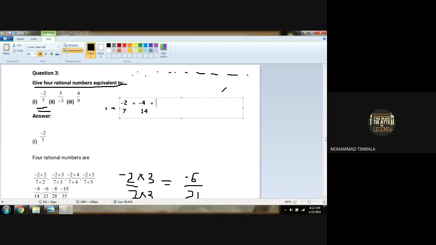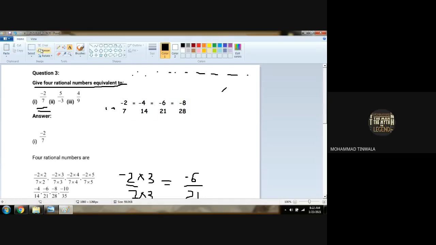Okay, then -6/21 and -8/28. Understood the content of what we are doing? Yes. This equivalent means what? Equal fraction. So we wrote this is equal to this one, this is equal to this one, and all four are equal to each other. Yes. That's it.